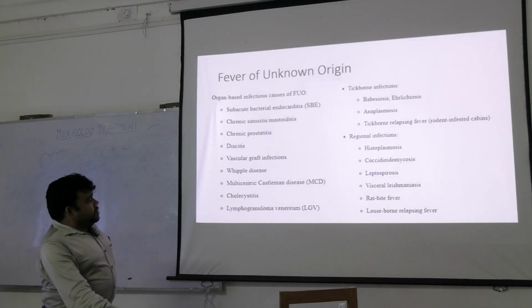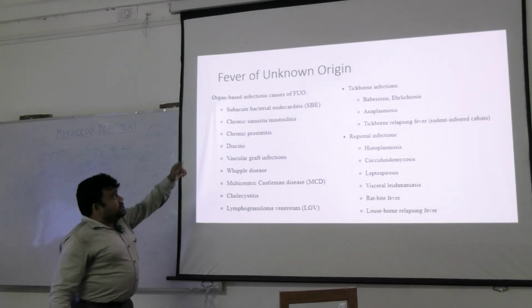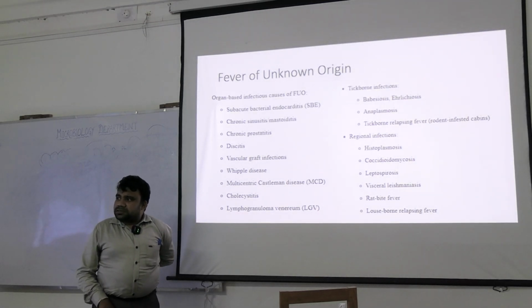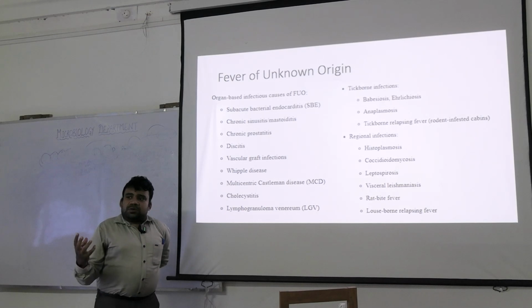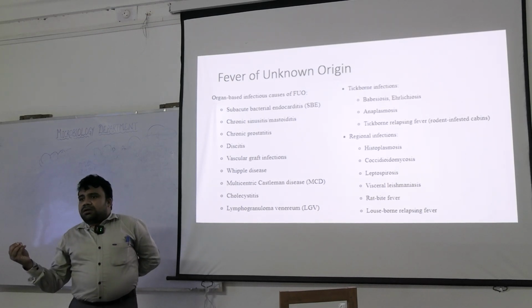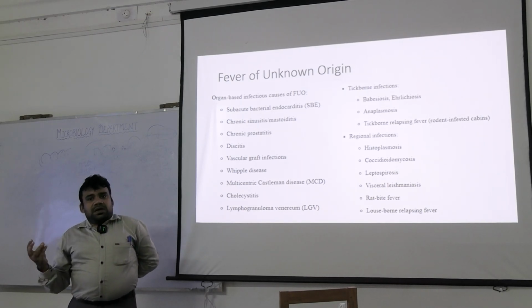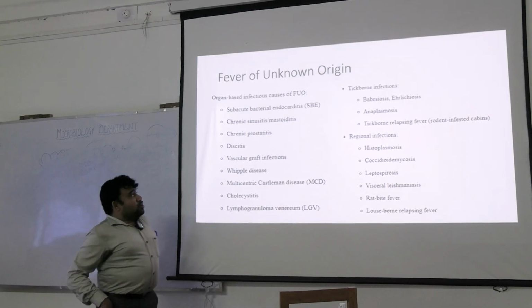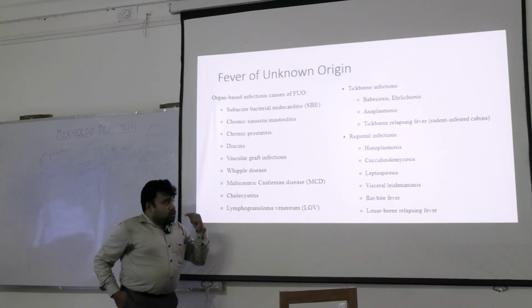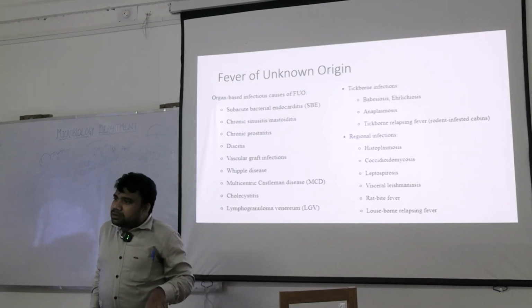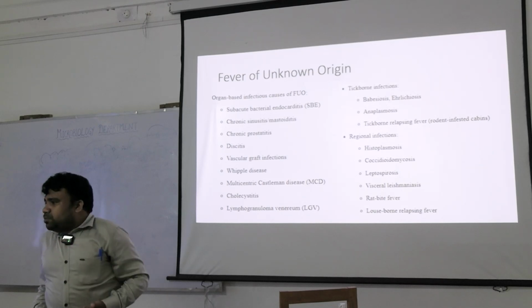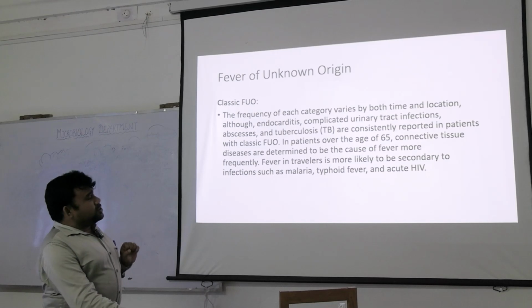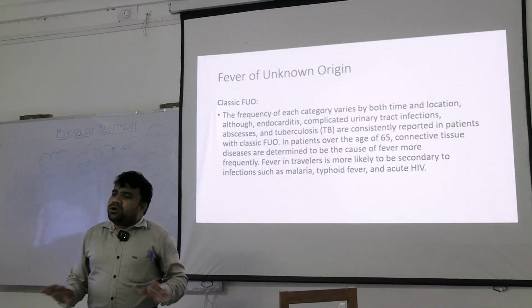There are other infective causes, like subacute bacterial endocarditis, which you have read. What happens is that the endocardium, that is the heart, is infected with organisms, and sometimes the organism spills into the blood. Chronic sinusitis, prostatitis, then cholecystitis, regional infections, but the organism spills into the blood. There are many other causes like neoplastic causes and miscellaneous causes. These can all cause fever of unknown origin.